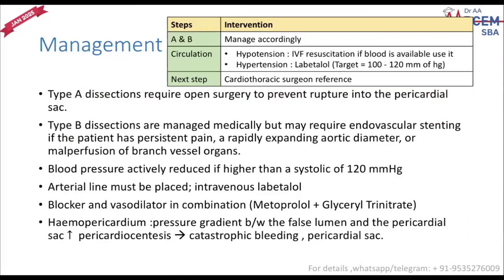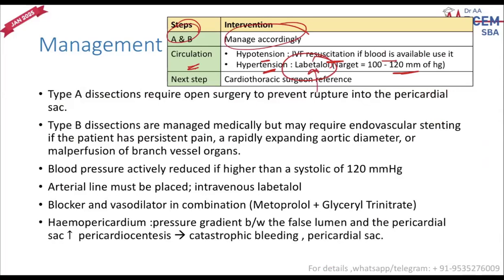How do you resuscitate the patient in the emergency department? First, you manage ABC. C is important. If hypotensive, give IV fluids, and if blood is available, give blood. If hypertensive, use labetalol. Try to reduce the blood pressure to around 100 to 120. There it was 90, here 100 to 120 is what we are targeting.